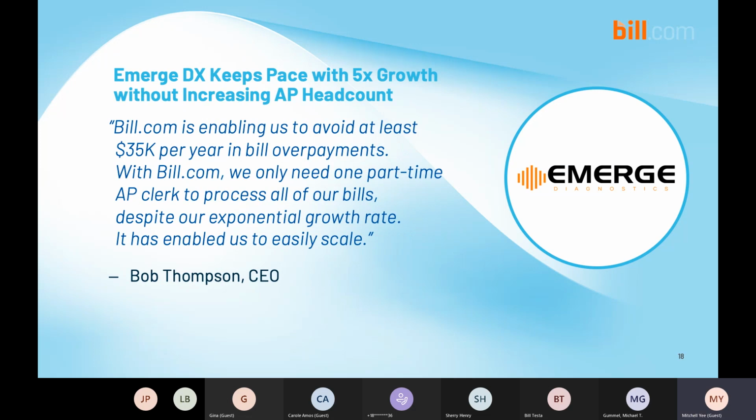We also have Emerge Diagnostics, delivering a new way to determine the location and age of soft tissue injury. With an automated AP process that is easy to use, our customers can grow without needing to add AP personnel. They can spend new resources in other areas in the finance team. So if you look at the quote directly, we're saving them at least $35K per year in bill overpayments. They were facing a lot of bill overpayments.